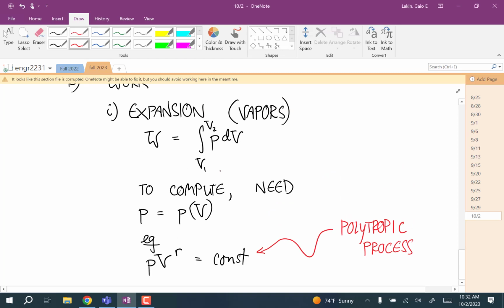Okay? The easiest case for computing this integral is if you have constant pressure. And so my advice is, if you ever see a problem that says constant pressure, store a little message to yourself in the back of your mind that's like, I'll bet I'm going to compute that work integral.